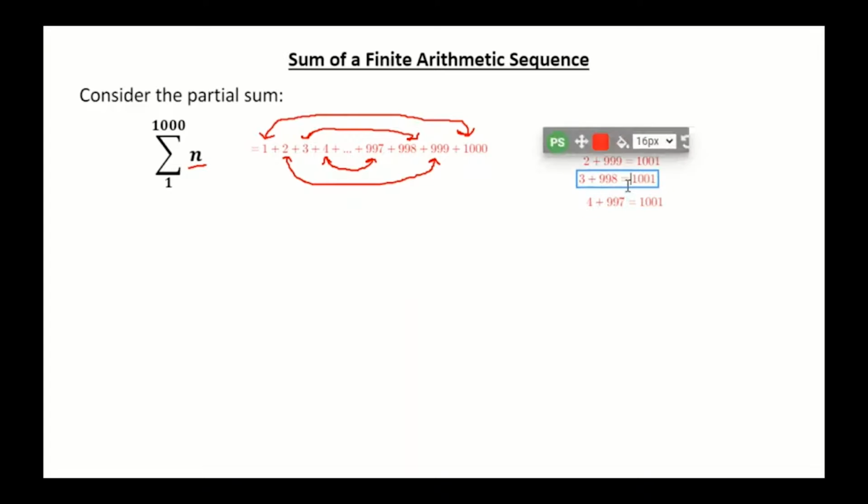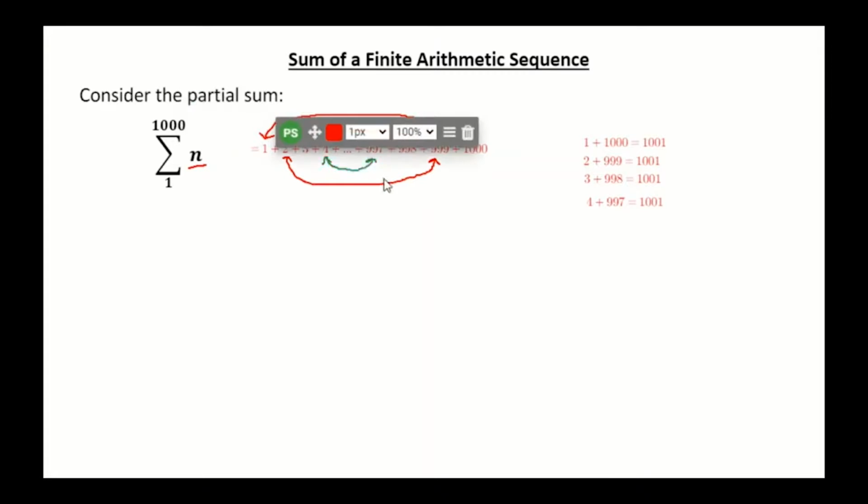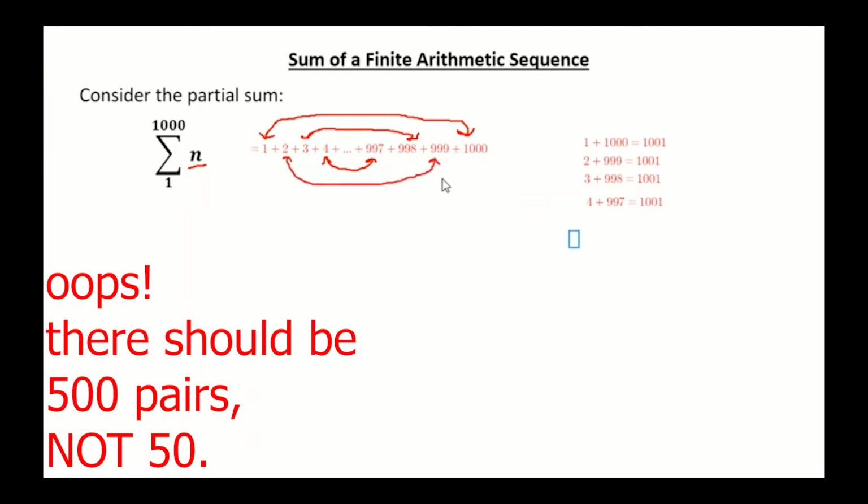What I want you to notice here is that when you have an arithmetic sequence, you can group the terms in this way to find pairs of numbers that all add up to the same thing. There are 1,000 numbers in this list, 1 to 1,000. If I pair them up, how many pairs are you going to have? Exactly half of them, so I would have 50 pairs.